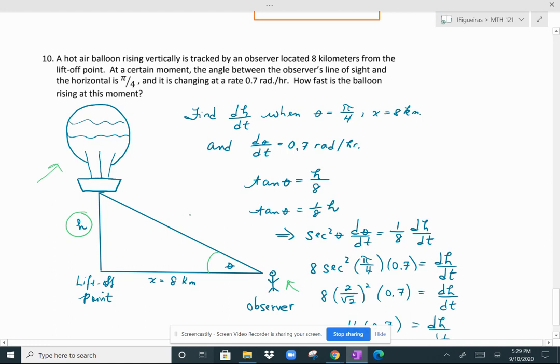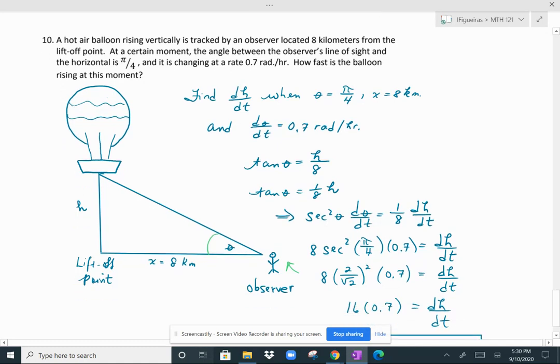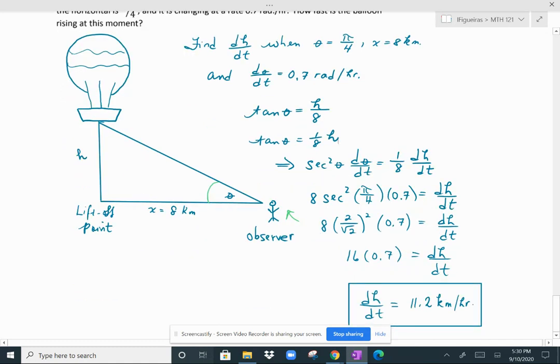And I really don't know anything about this side, but I don't really need it because I can use my tangent function in order to solve this problem. Tangent function uses the side opposite and the adjacent side, so I don't need the hypotenuse at all. So your equation that you're going to take the derivative of is tangent of theta equals h over 8, which we know means 1/8 h. So I have to take the derivative of both sides because both the angle and the height are changing as the balloon rises. So the person's line of sight will keep, the angle will keep getting bigger. So I have tangent of theta equals 1/8 h. The derivative is secant squared of theta times d theta dt equals 1/8 dh dt.